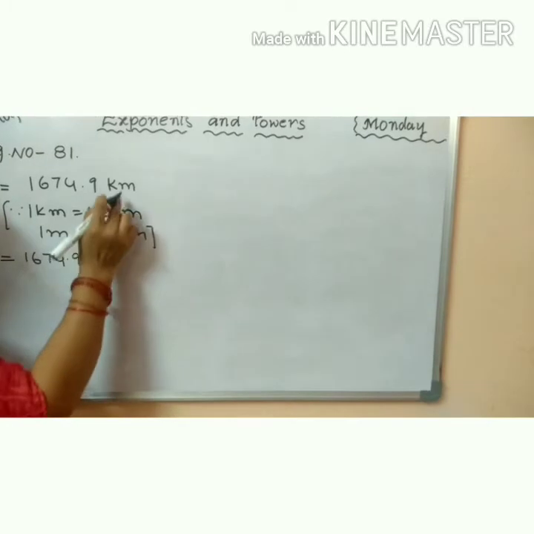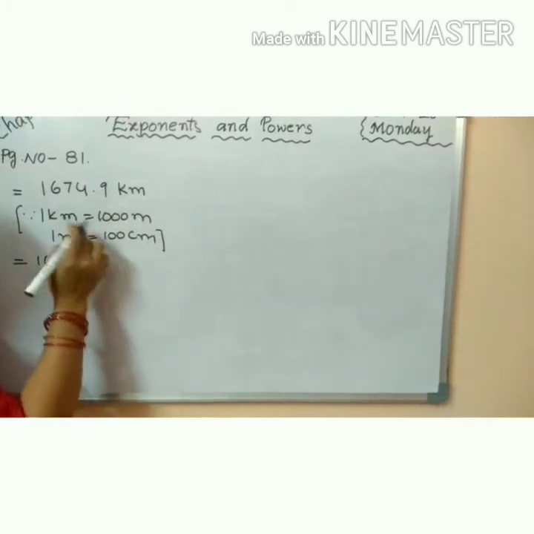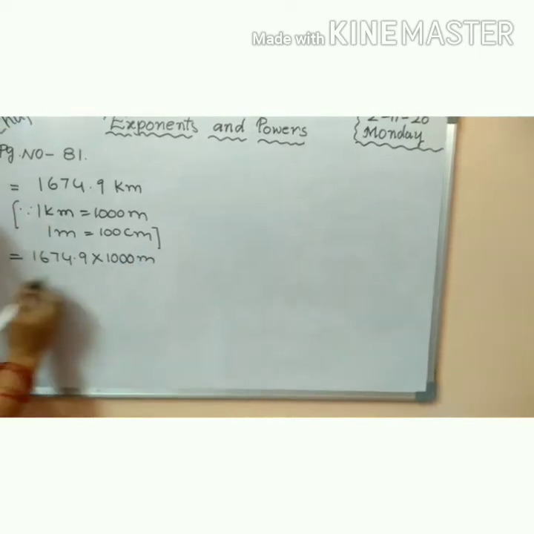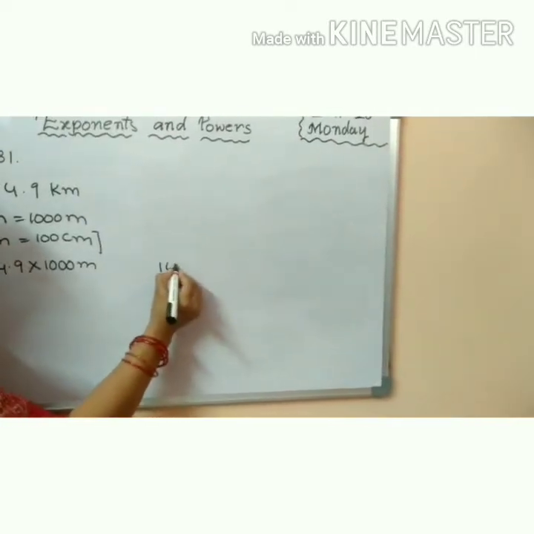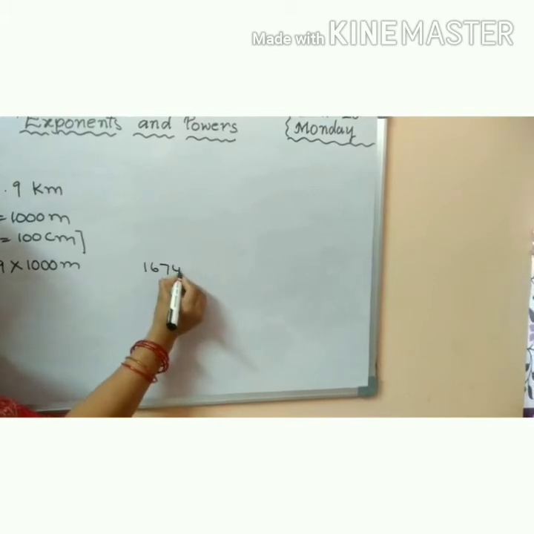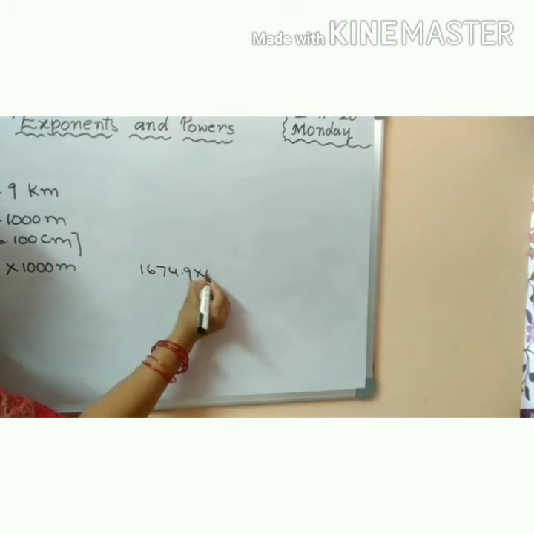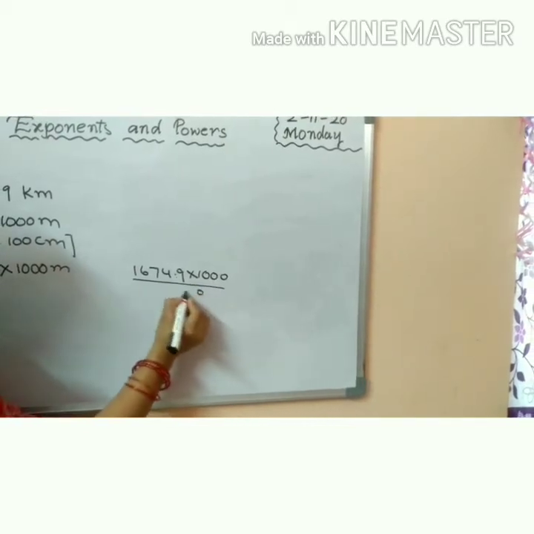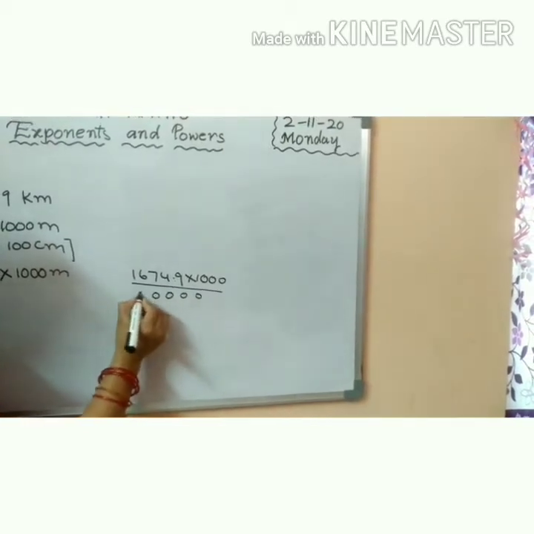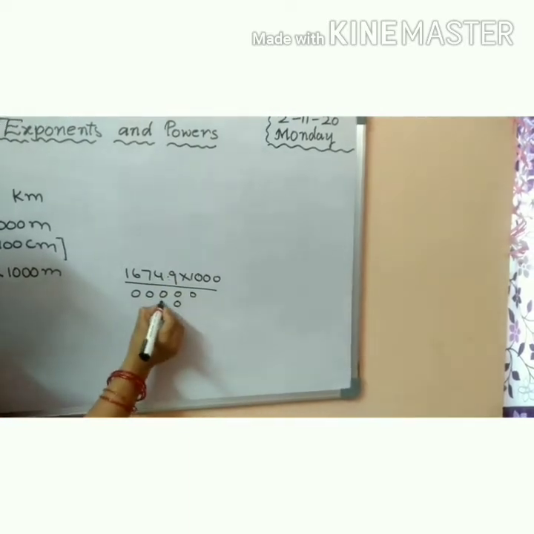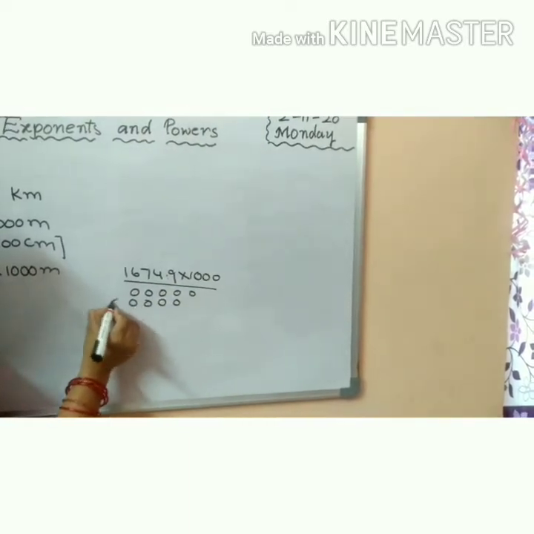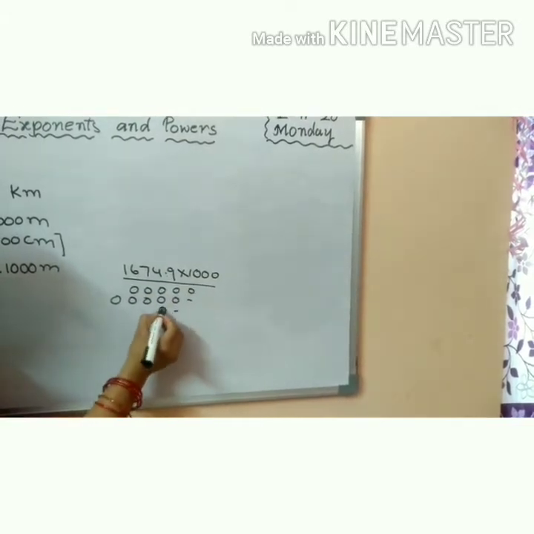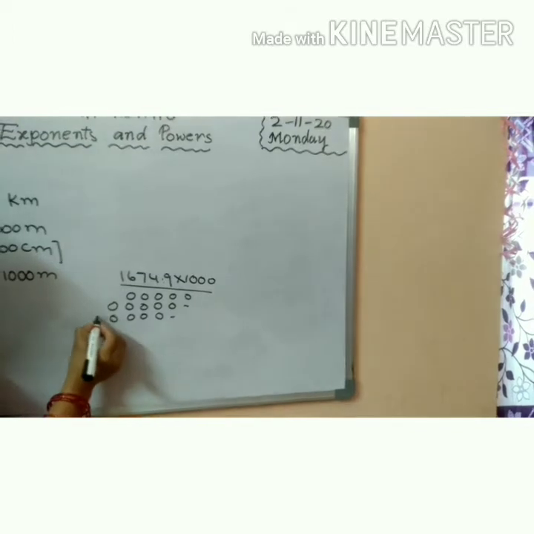So in this case, 1674.9 kilometers, first change to meters. Here 1 kilometer equals 1000 meters, so I multiply 1674.9 into 1000. Write the zeros, 0, 0, 0, and carry on with the multiplication.